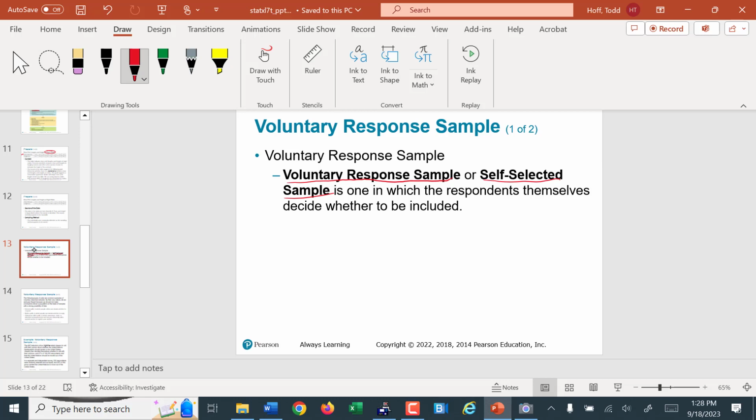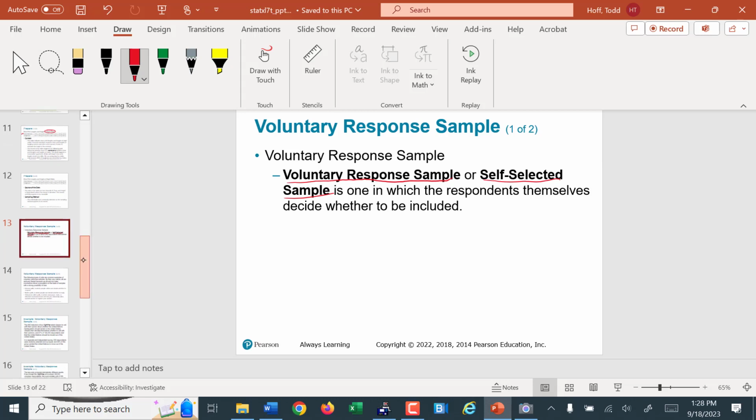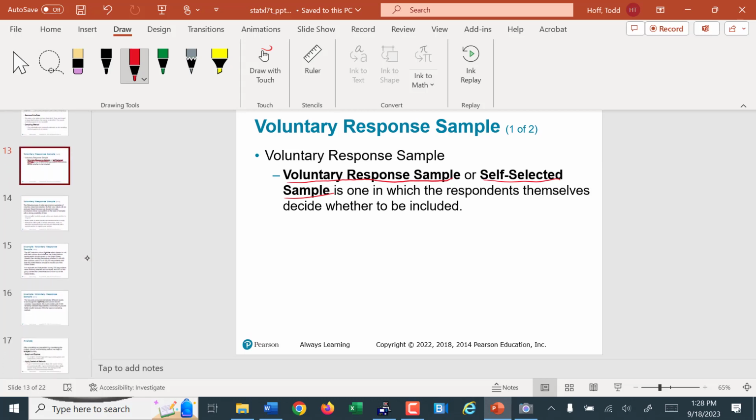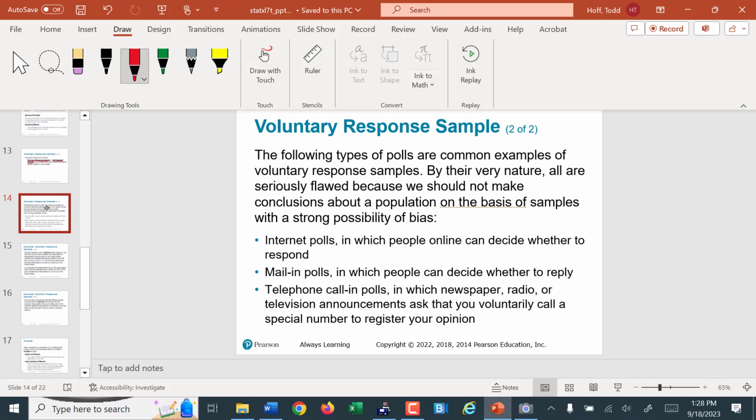And generally, voluntary response surveys get less than 30% response. If you get more than 40%, that's considered very good. To be reliable, a lot of people say that 40 to 50% range. So, voluntary response sampling. The following types of polls are common examples where voluntary response samples occur. By their nature, they're flawed because you can't make conclusions about the population. There are properties of the people that are going to volunteer to respond that might make their opinions different from the whole population. So, internet polls.